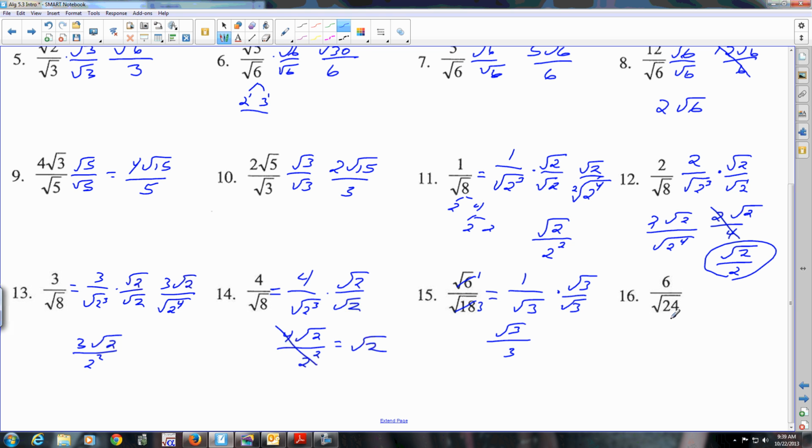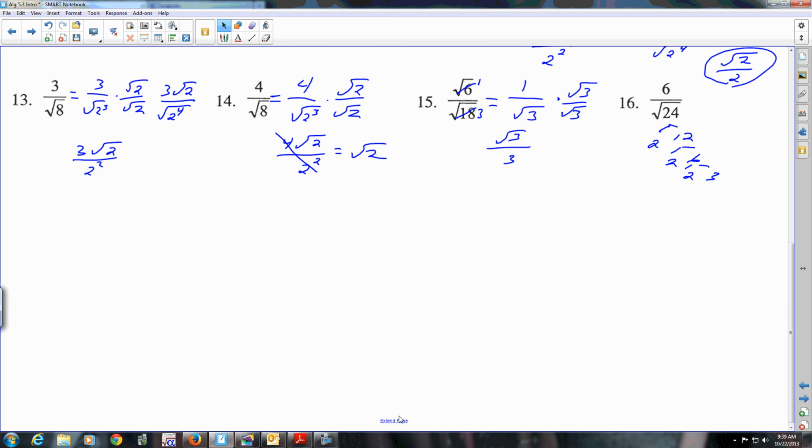Okay, 24. I got to prime factor it. 2 and 12, 2 and 6, 2 and 3. So let me extend this page a little bit. Alright, so I have 6 over the square root of 2 cubed times 3 to the 1st. Now, I would love it if the bottom was 2 to the 4th, 3 squared, then everything would come out. So I need a single 2 and a single 3.